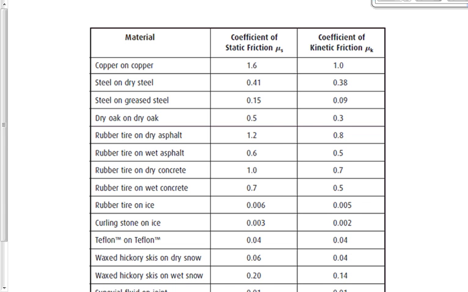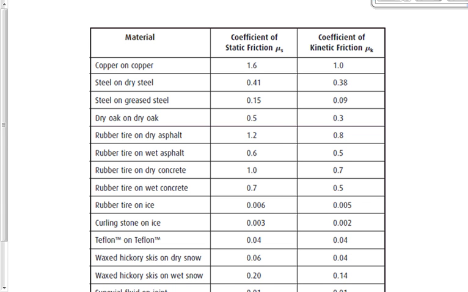If you need these numbers, and you will, for a quiz or a test, I'll give you those numbers. They might not be in the form of a table. It might just be, here's the value of static friction, here's the value of kinetic friction, and so on. But you'll have the numbers that you need.